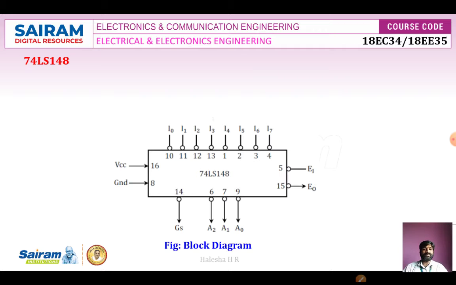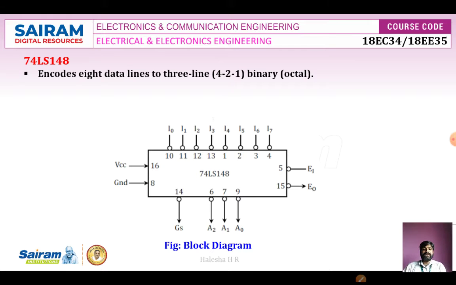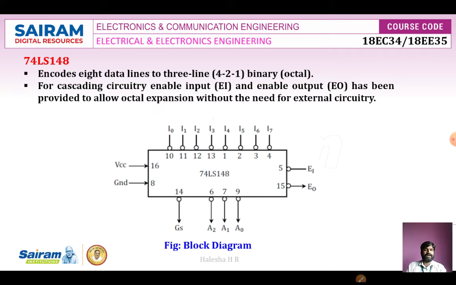So we can say it is an 8 to 3 encoder. So 74LS148 encodes 8 data lines to 3 lines. The 3 lines correspond to the octal code, that is 4 to 1. Okay, again it is a priority encoder. So 74148 is an 8 to 3 priority encoder.